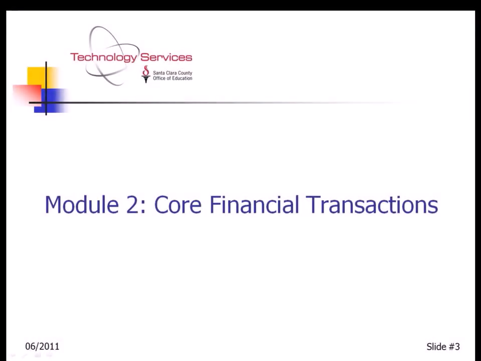Welcome to Module 2. In this module, we discuss the core financial transactions that use debits and credits. These include JEs, cash, and budget transfers. We will use the journal entry as our main vehicle for demonstrating the various functions available. These functions, like adds, changes and deletes, apply equally to JEs, cash transfers, and budget transfers. We'll discuss cash deposits separately in Module 3.